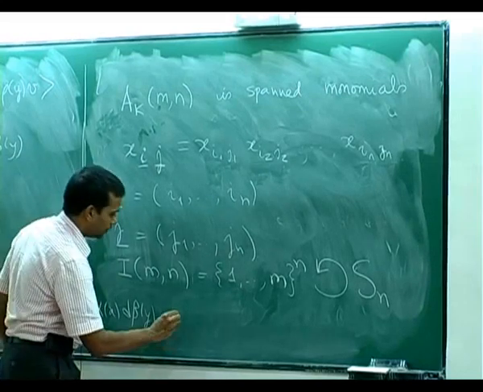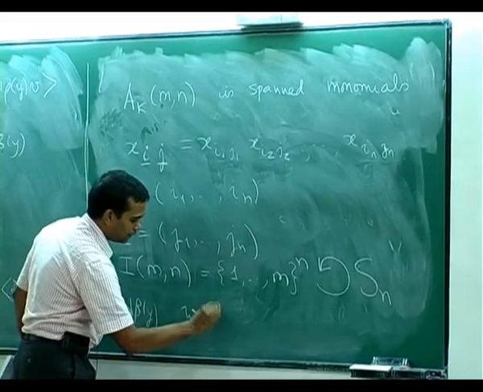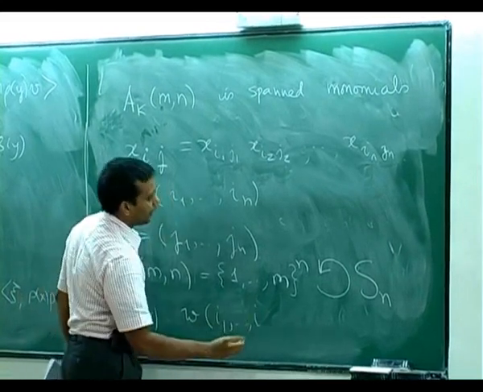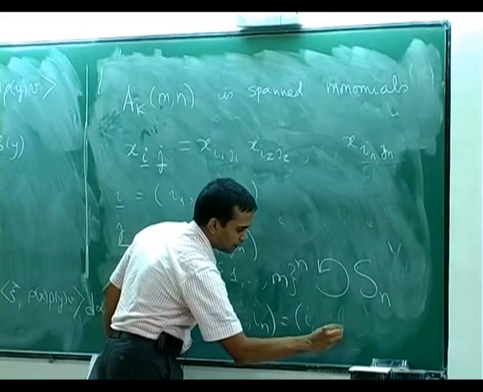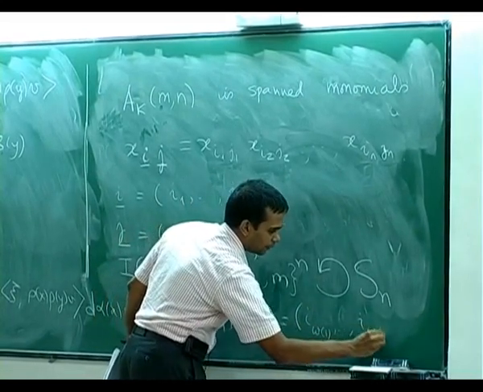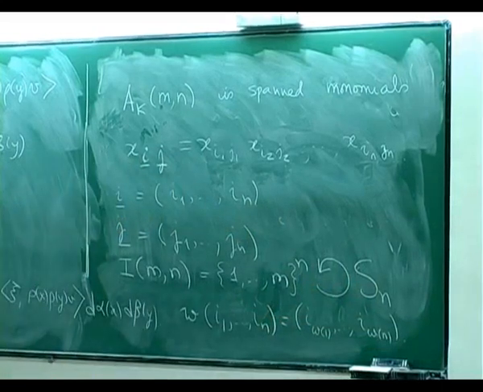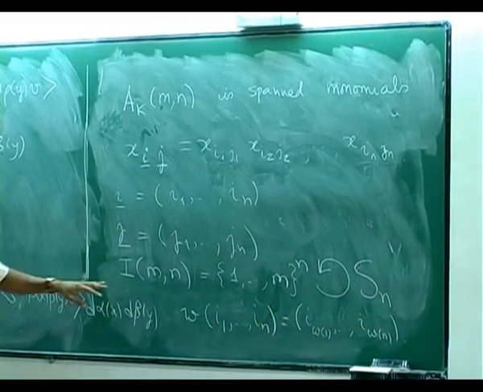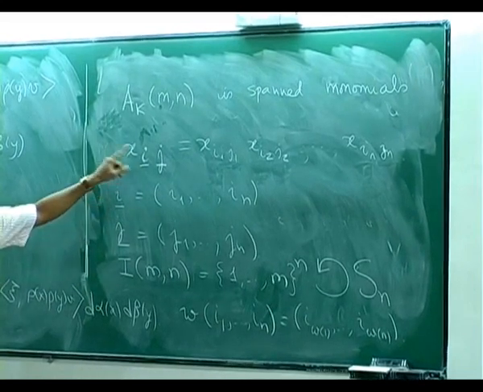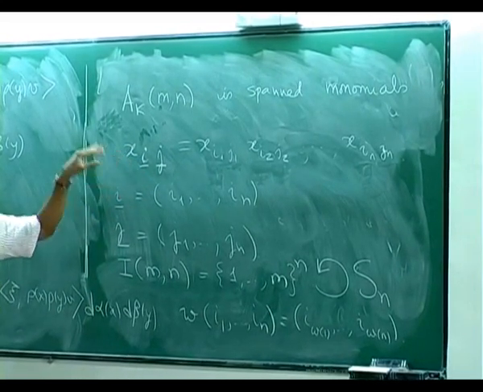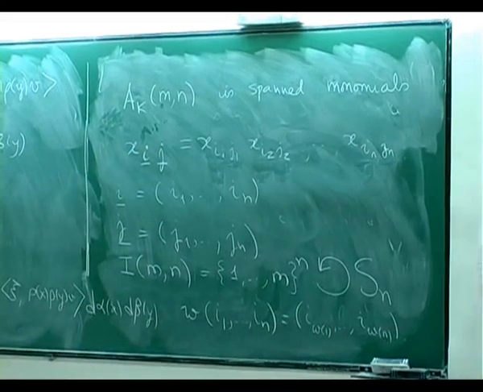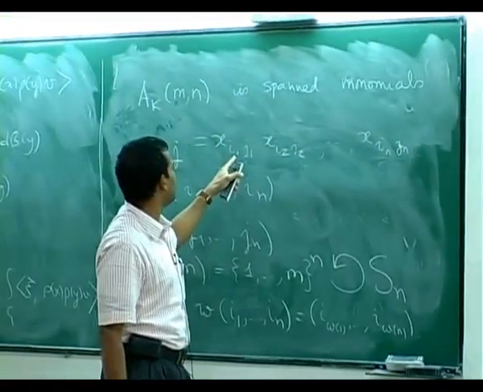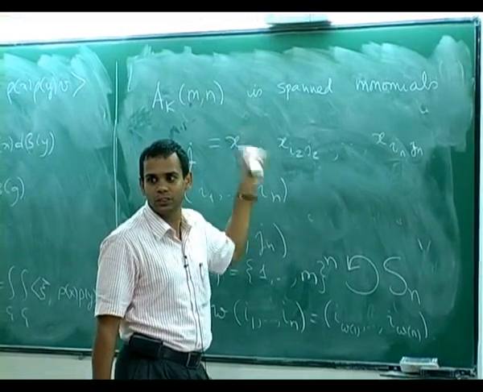So w in the symmetric group will act on i1 through in by taking it to i_w1 through i_wn. That's the action. And the question is, when do two monomials x_ij and x_kl give the same monomial? And the answer is quite obvious. If you're going to permute these variables, you had better do the same permutation to the i's as you would do to the j's.